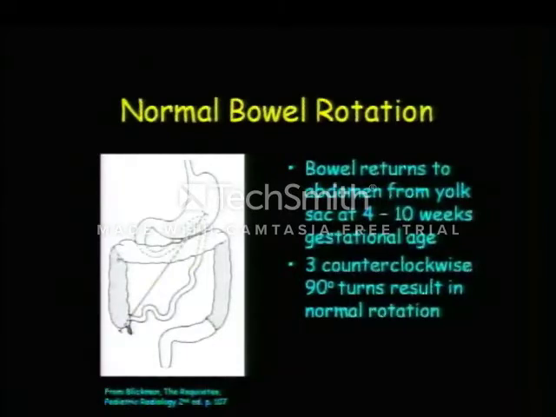If you remember one thing from the pediatric lectures, please remember bowel rotation and malrotation and midgut volvulus, because this is a lesion that will kill a child. The bowel returns to the abdomen at 4 to 10 weeks of gestation, after it's herniated out into the yolk sac, by making 3 counterclockwise 90 degree turns. That gives you your normal duodenal sweep with the duodenal jejunal junction fixed posteriorly by the ligament of Treitz, and a long small bowel mesentery extending to the right lower quadrant. And that's why your bowel doesn't twist, as you have this nice, long, fixated mesentery.